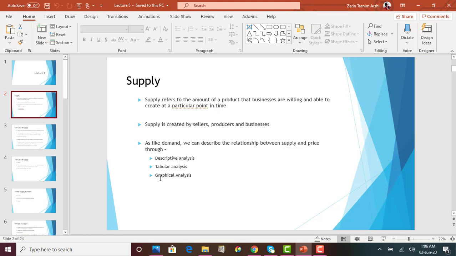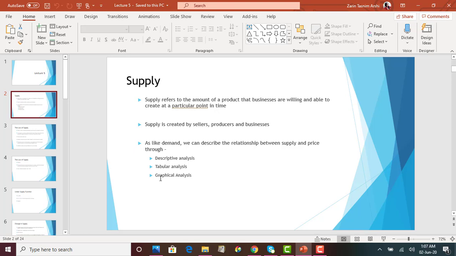Then tabular analysis is when we have a table with a list of prices and their corresponding quantity supplied, and we try to find out the relationship between price and quantity supplied. And then we have graphical analysis, where we draw a graph, and based on the graph we try to deduce a relationship between price and quantity supplied. So again, just like demand, the relationship between price and supply can be expressed through three different tools: descriptive, tabular, and graphical analysis.